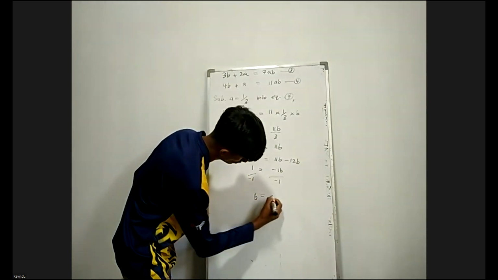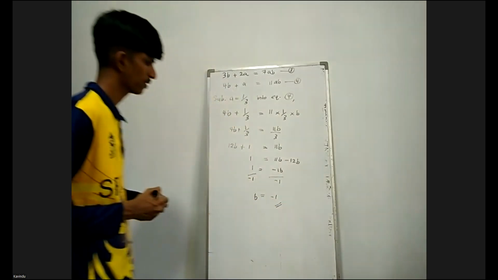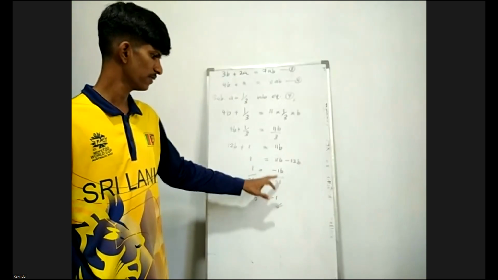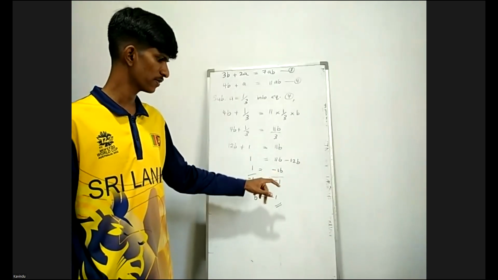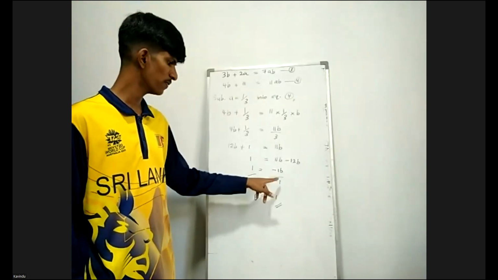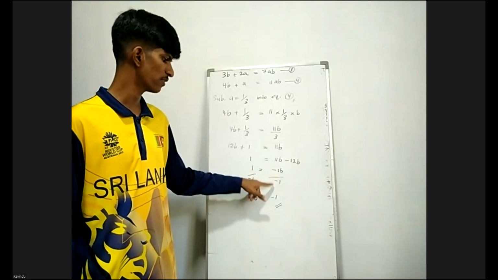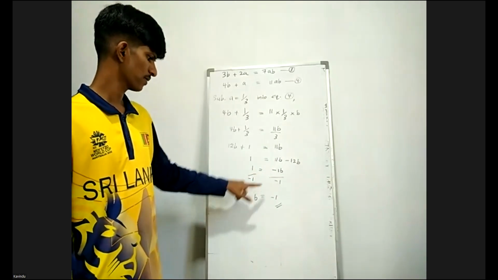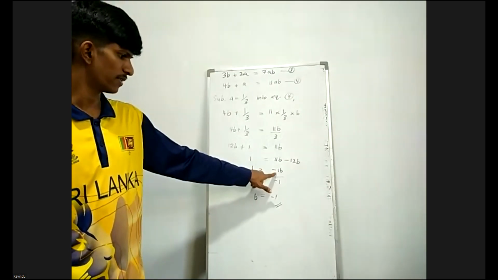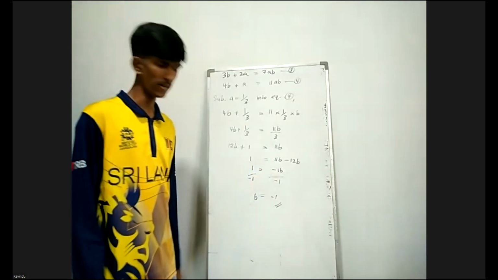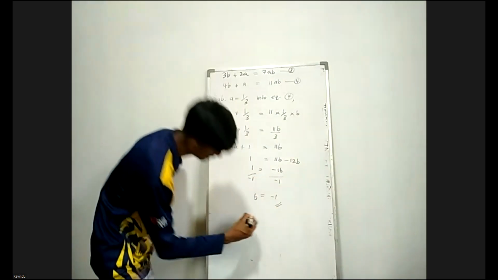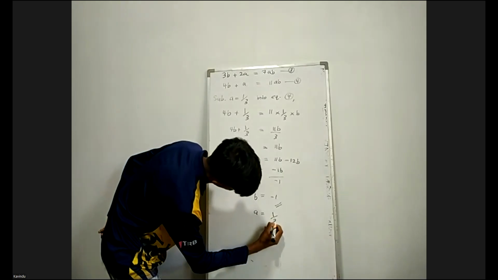Then B is equal to minus. We can't keep minus B here because we have to find the answer for B. It means plus B. Therefore, we have to divide by minus on both sides. Here we have minus B, so we can't keep it, and the answer for plus B is missing.